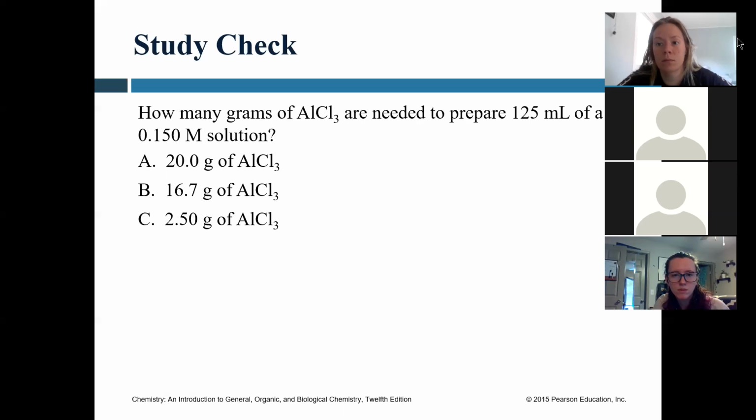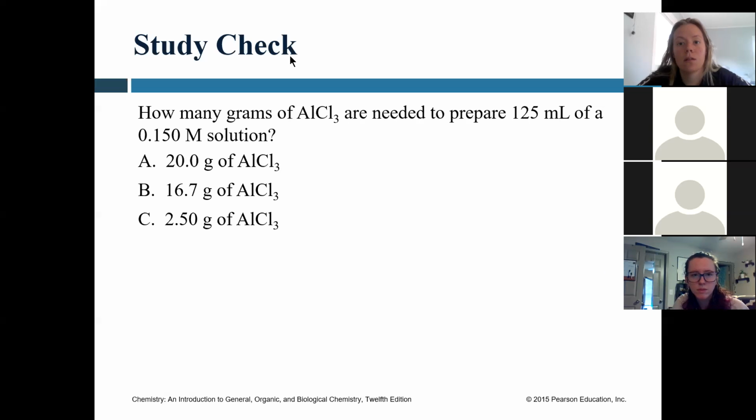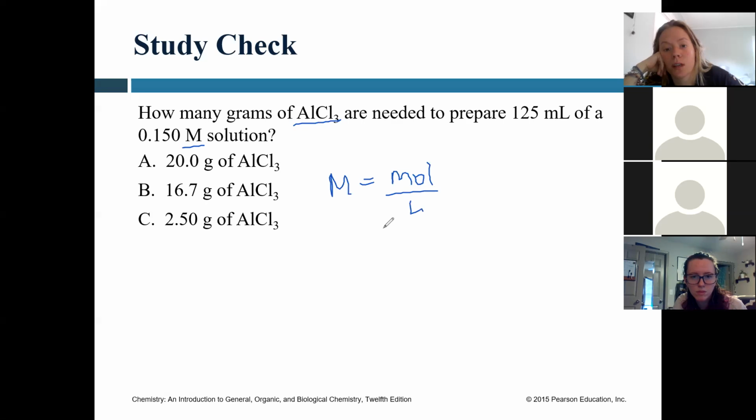All right, so in this one, remember how many grams? So we want to find grams of AlCl3. Now, if I'm dealing with molarity, anytime I see the symbol for molarity, I just kind of am like, all right, molarity equals moles over liters. I won't be able to get grams directly. I'll be able to get moles. I'm cool with that. And I won't be able to get liters. I need milliliters, or I'm given milliliters and I need it in liters.